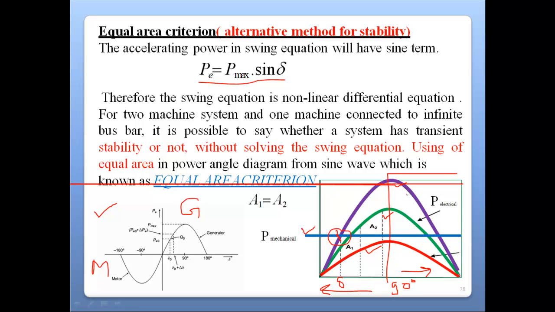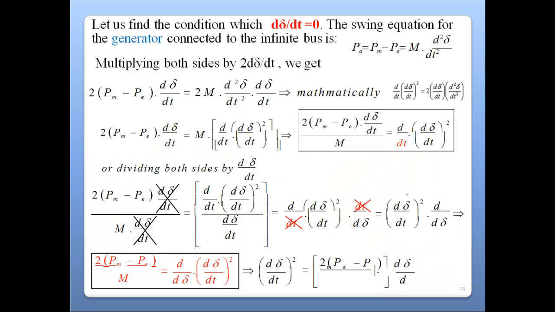The system will operate properly between 0 to 90 degrees, and beyond 90 to 180 degrees we have to set a few parameters so that the system can come back to an equilibrium position without disturbing the complete bus system and the preventive and precautionary parameters. Let us find the condition which satisfies d delta upon dt equals 0.